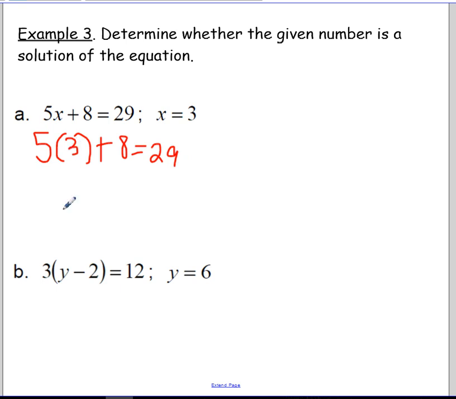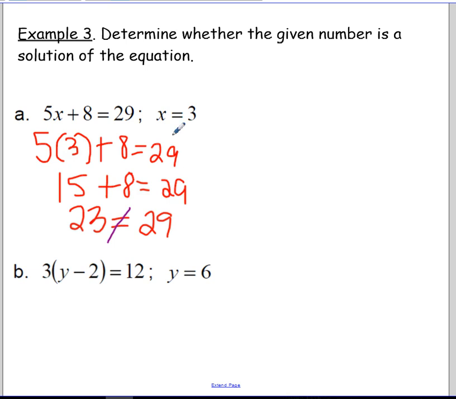5 times 3 is 15. So we'll rewrite this as 15 plus 8 equals 29. And when we add 15 plus 8, we get 23. So 23 equals 29 is not true. And so I always put in the little line like the no smoking signs, because 23 is not equal to 29. So this is no, it's not a solution.